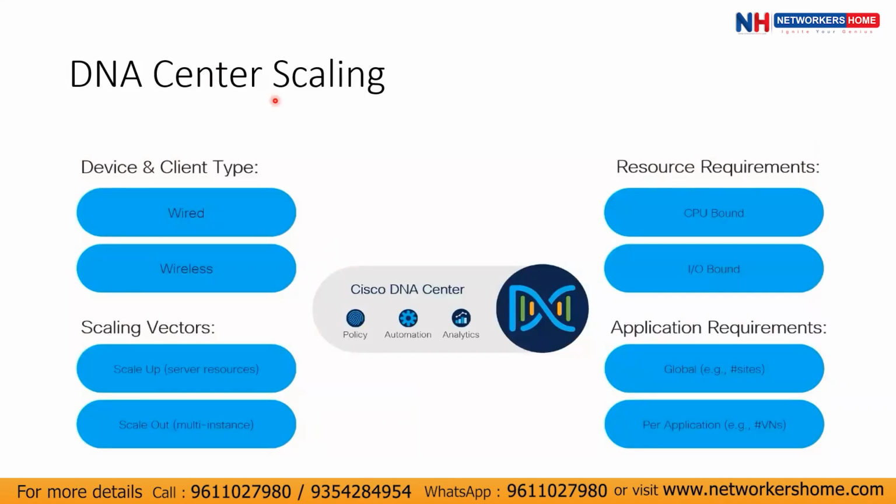Correct. So the scaling factor is decided based on criteria like your number of client counts, whether wired or wireless, then your resource requirements, like your CPU or input-output throughput. Based on that, you can identify and check the compatibility, adjust your requirement, and go with the specific version or specific model. And based on resources like the number of sites, number of applications, and number of VMs, that gives you the idea to decide which version or model you can implement in your company.